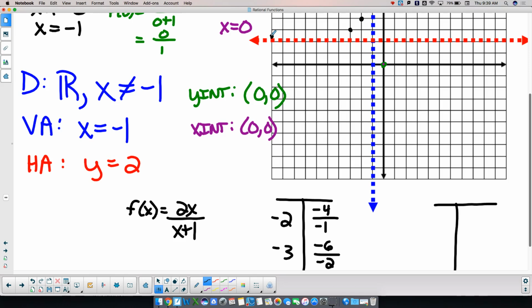Now I got to go to the other side. I already got 1 point in there. I already got my intercepts. Okay? So then let's go to 1. If I put 1 in there, I get 2 over 2, which is 1. If I put 10 in there, I get 20 over 11, which is just under 2.